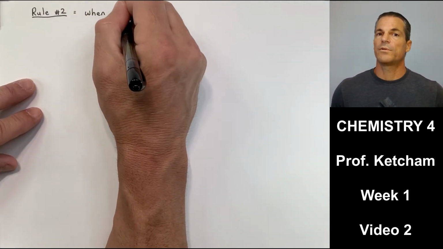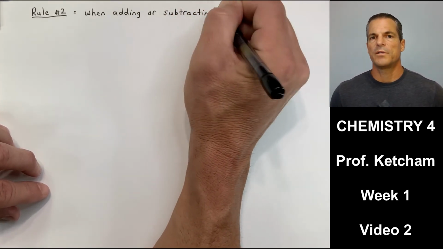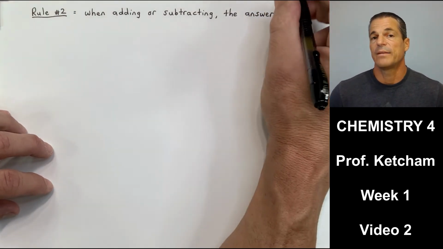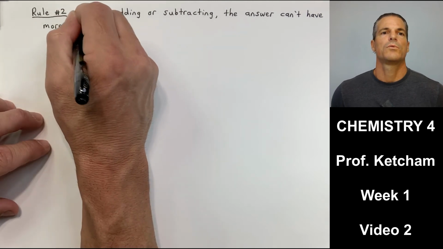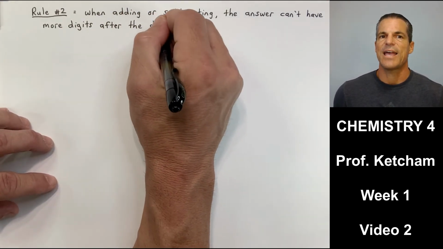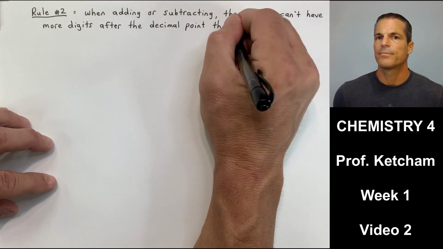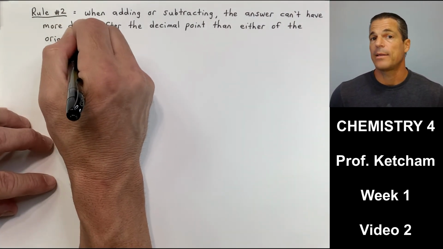All right, rule number 2. The reason why rule number 1 is not more popular but used more often is because we multiply and divide more often in chemistry. Rule number 2 is for addition and subtraction. When adding or subtracting, the answer can't have more digits after the decimal point than either of the original numbers that you're adding or subtracting.